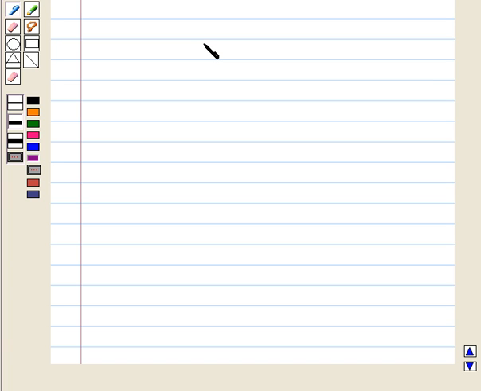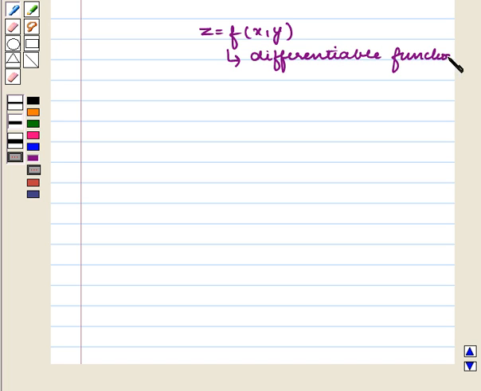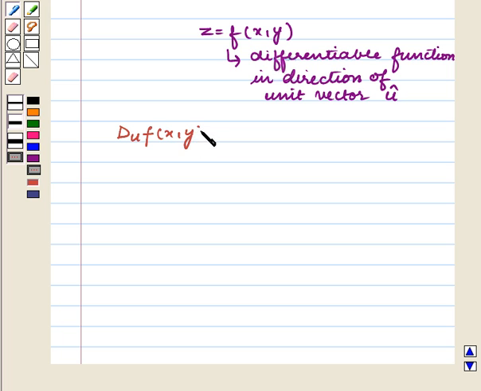The simplest method of finding directional derivative for a function z equal to f of xy, where f is a differentiable function, in the direction of unit vector u, is by using gradient, which is D sub u of f of xy is the dot product of gradient of f of xy and unit vector u.